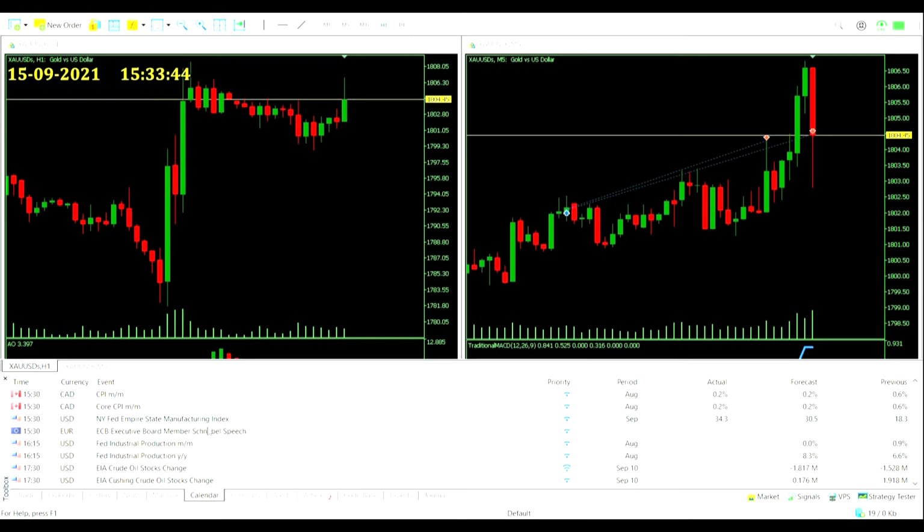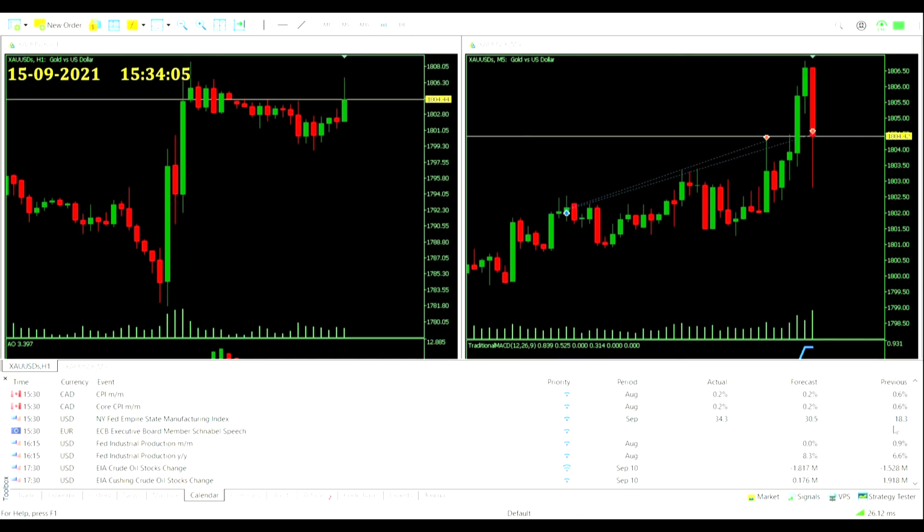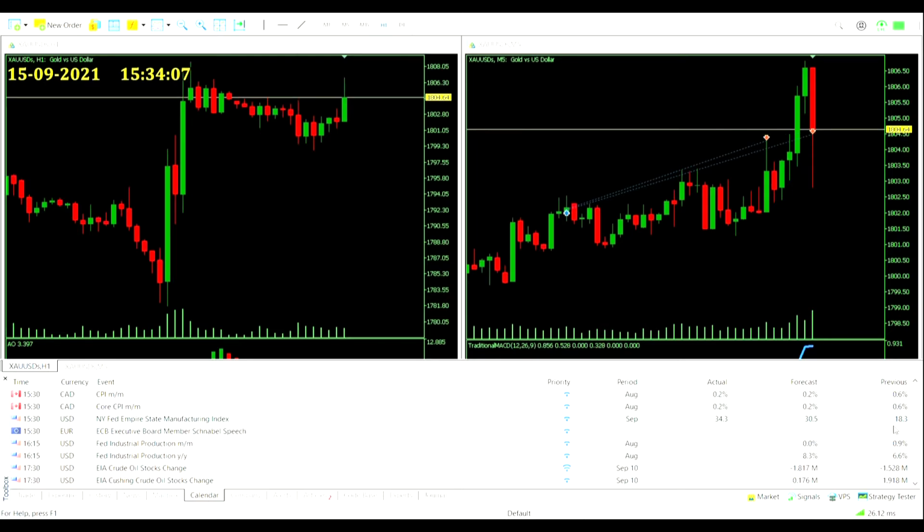We've also got these New York Fed Empire State Manufacturing Index numbers coming through. This is where they're surveyed in the New York area about how they feel about manufacturing business conditions at the moment. They've given an actual of 34.3, above the forecast of 30.5, and plenty above the previous of 18.3.